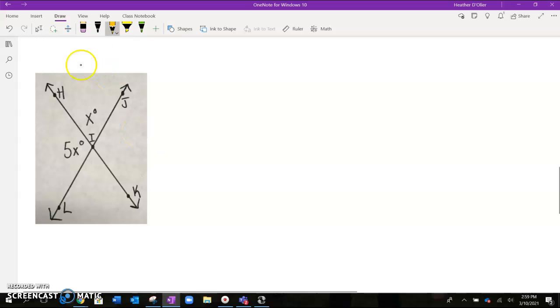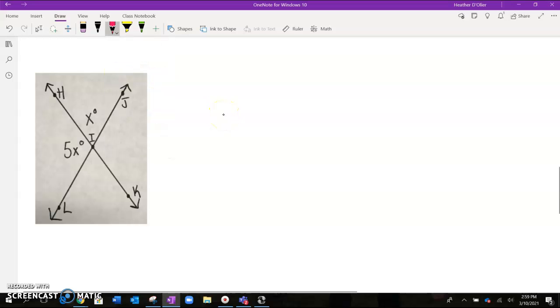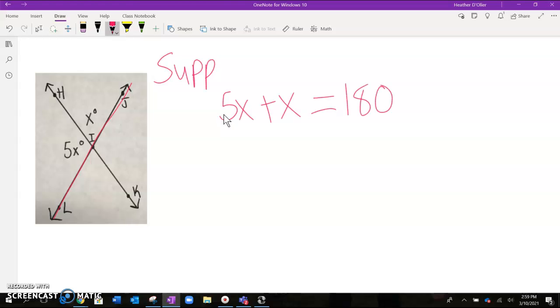So I'm looking. It's got a lot going on, but I can do this. I've got letters, I've got my variables, it's gonna be great. So I've got 5x and x, okay? They are on a straight line, so they are supplementary, okay? I know supplementary means it adds up to 180. So 5x plus x equals 180 degrees. So I've got to solve for this.